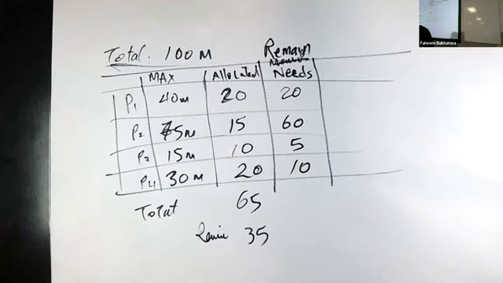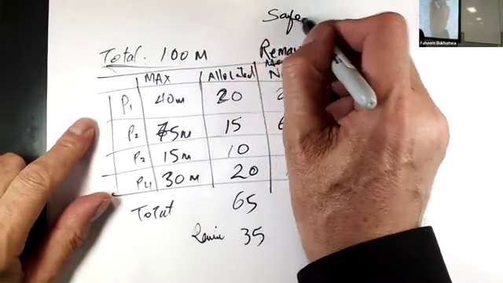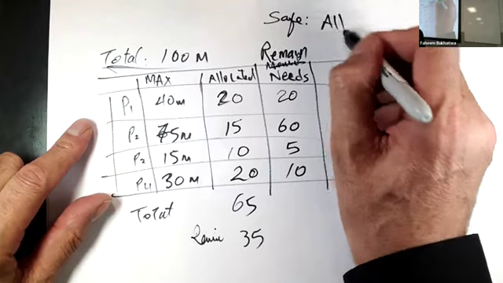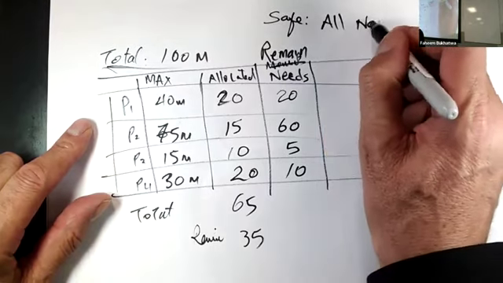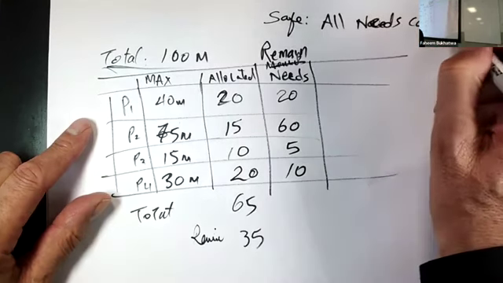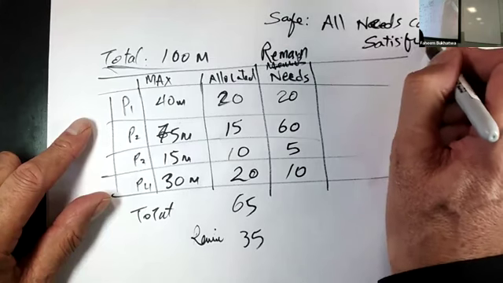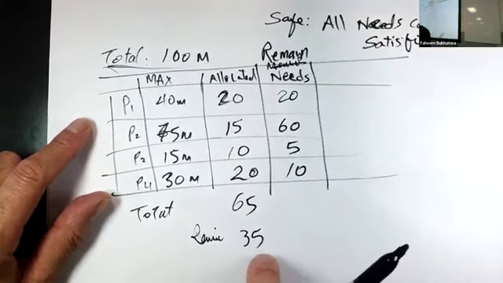Okay, so this bank is considered safe if it can accommodate all of the customers with whatever money it has. With whatever money it has, it is in a safe state. So that's what you need to know, what a safe state is. A safe state, all remaining needs can be accommodated, can be satisfied. All of them, with whatever we have left.